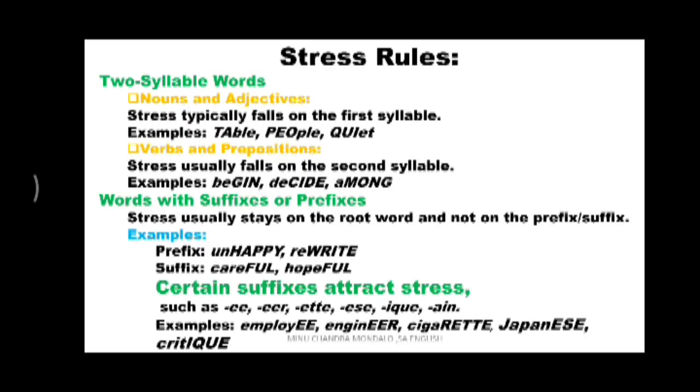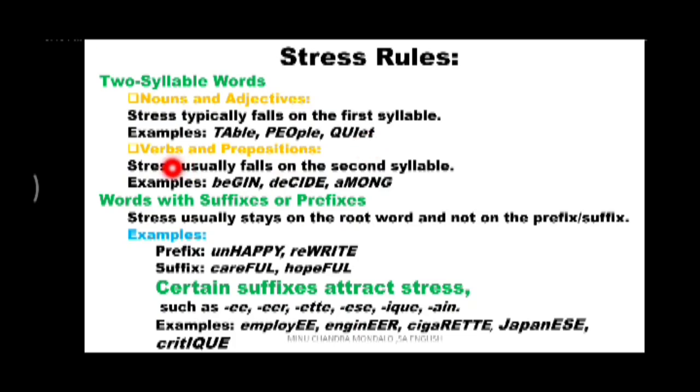For bisyllabic words, generally nouns and adjectives, the stress typically falls on the first syllable. For example, table contains two syllables and it is a noun. So the stress will fall on the first syllable only. Similarly, people, it is also a noun. The stress will fall on the first syllable. Similarly, quiet. Quiet has two syllables and it is an adjective. So, as per the rule, the stress will be on the first syllable.